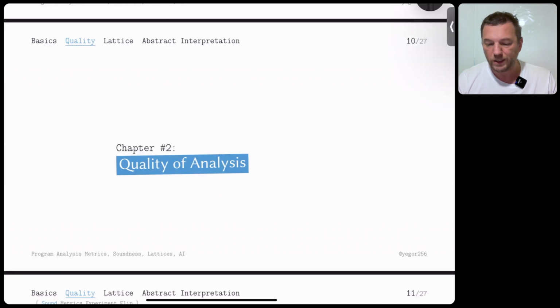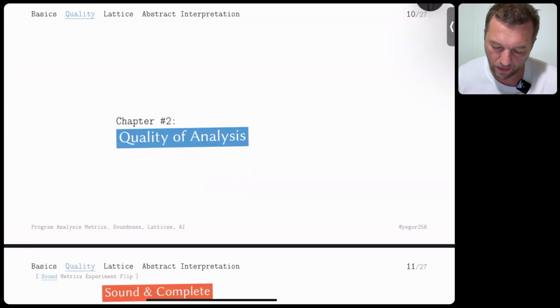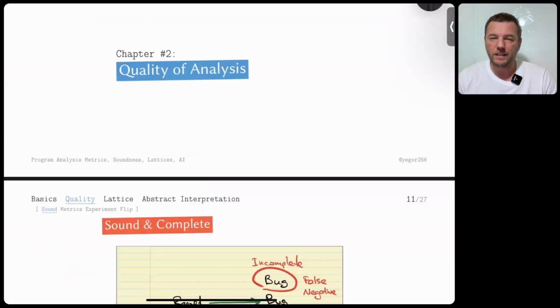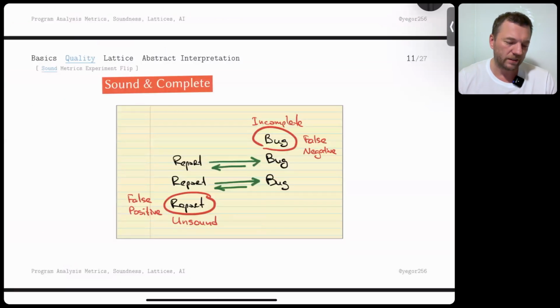It's not possible. So what is possible? There are two very important things which you need to really understand about analysis of programs, not only static analysis, but in general analysis of anything, but it's applicable to program analysis. Soundness and completeness. There are two properties which you need to understand. I'm not saying it's difficult to understand them, but you need to understand them.